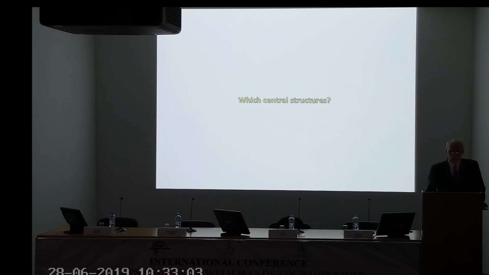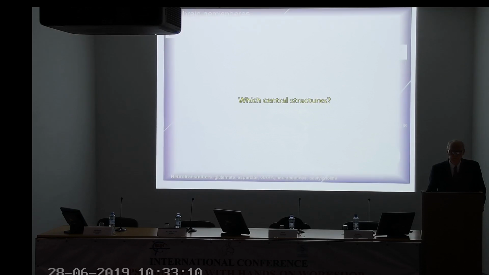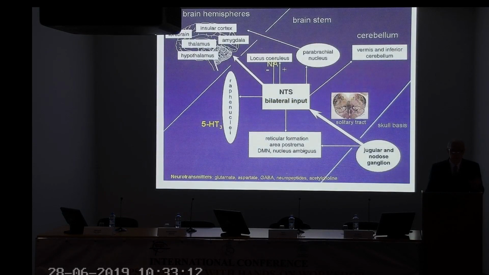And which central structures are affected by stimulation of this kind of fibers in the vagus nerve? This is the key slide in the presentation, because all the fibers that you are stimulating in the left vagus nerve in the neck go to nucleus tractus solitarius. And from nucleus tractus solitarius, they can divide in 2 or 3 different pathways.